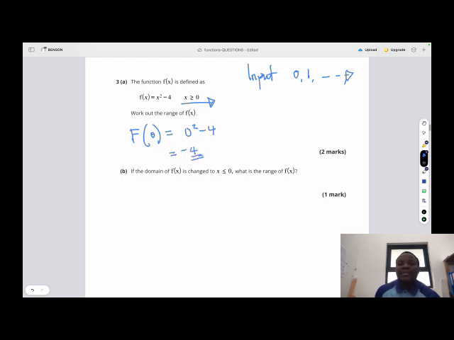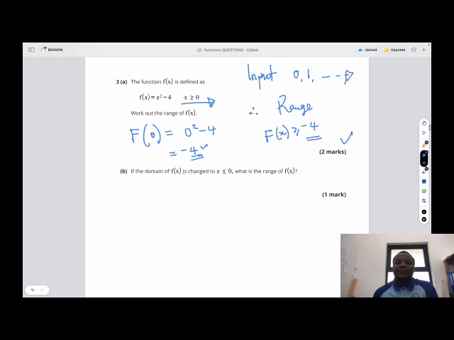You can then see that if you were to replace x with numbers bigger than 0, this is the minimum value you can get. If you try 1, you'll get -3, but the minimum is this. So therefore, we can conclude that the range is simply f of x greater or equal to -4. That's what it means. So that was a 2-mark question. Now let us look at B.